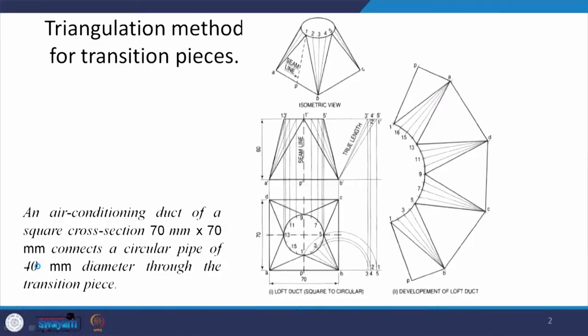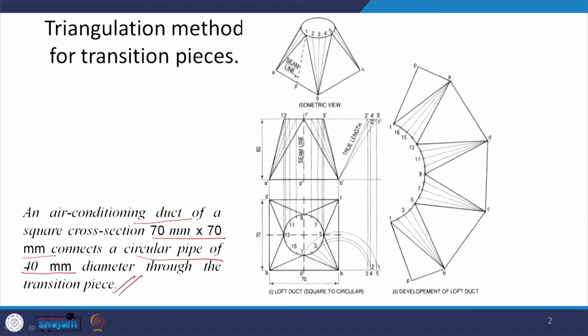One thing which was left for me to discuss, which I am starting with in this lecture, is the triangulation method of transition pieces. Now, what these transition pieces are, we will look at with an example here. Just imagine that there was an air conditioning duct of a square cross section 70 mm by 70 mm, and it connects to a circular pipe of 40 mm dia through a transition piece.